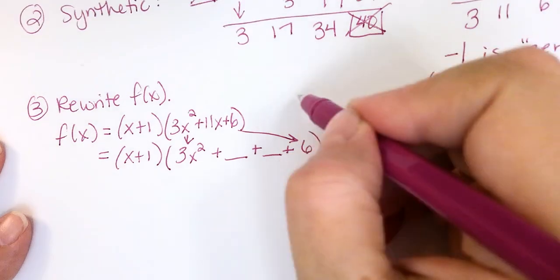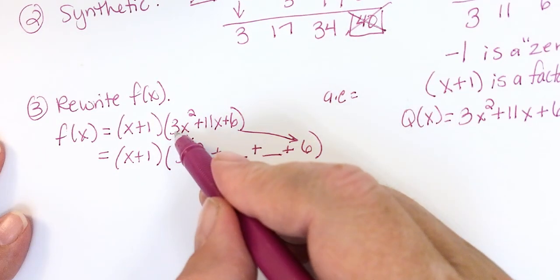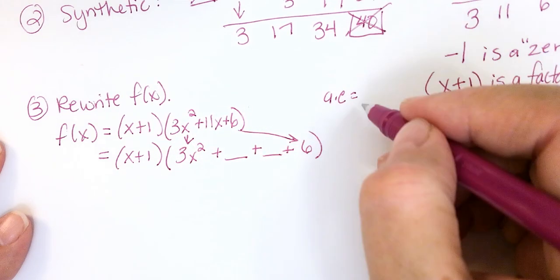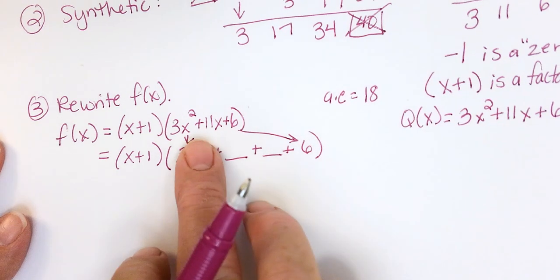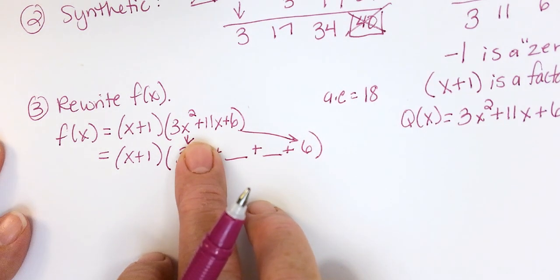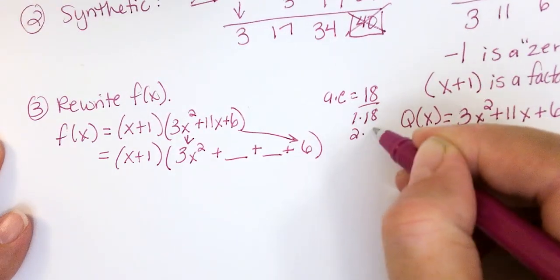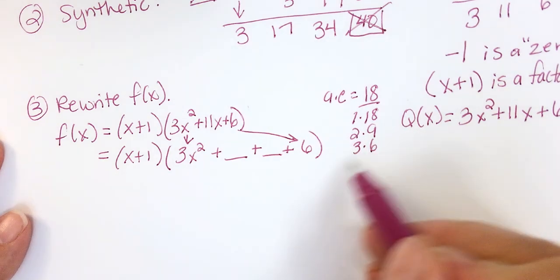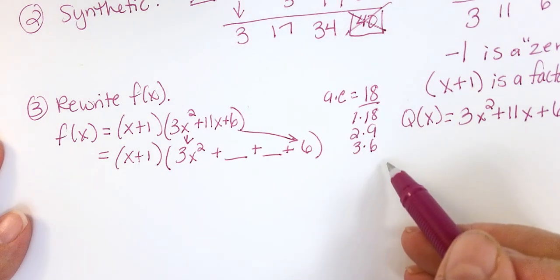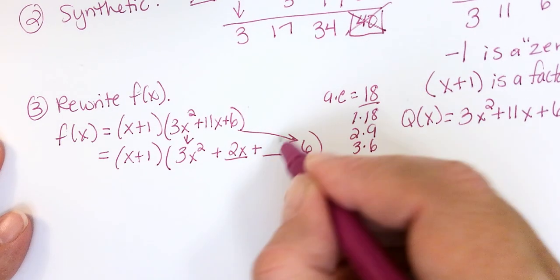And then we're going to say a times c. A in this problem is 3, C in this problem is 6, so I get 18. And my question is, what are the factors of 18 that give me B, which is 11? Factors of 18, so 1 and 18, 2 and 9, 3 and 6. Which one of these sets gives me 11 when I add them together? And that's 2 and 9. So I'm going to put those here.